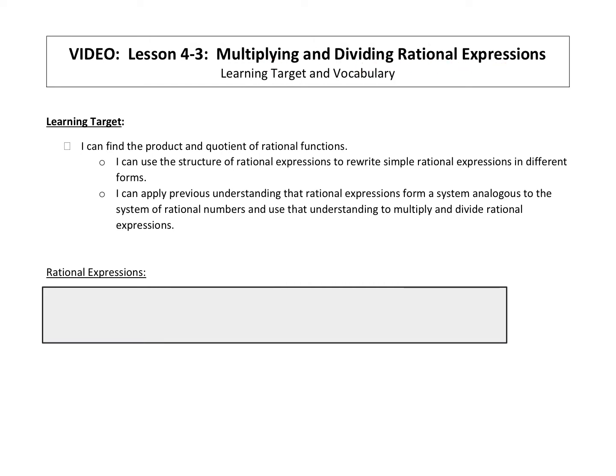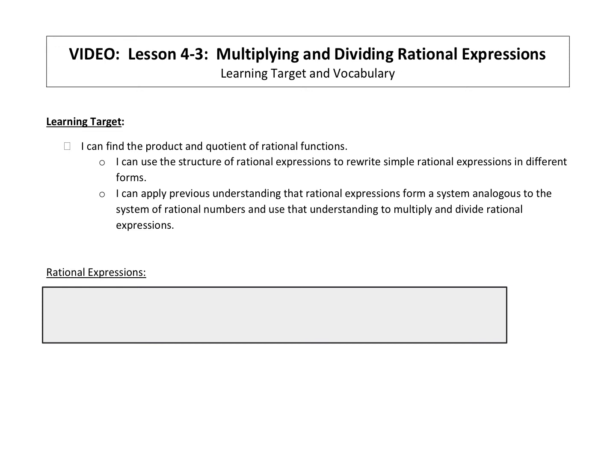Our learning target for today: we're going to be able to find the product and quotient of rational functions. We will use the structure of rational expressions to rewrite simple rational expressions in different forms. We will be able to apply previous understanding that rational expressions form a system analogous to the system of rational numbers, and use that understanding to multiply and divide rational expressions.